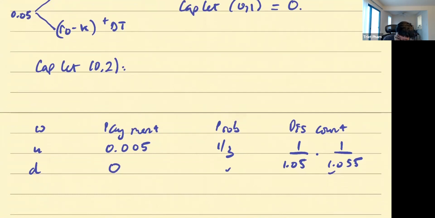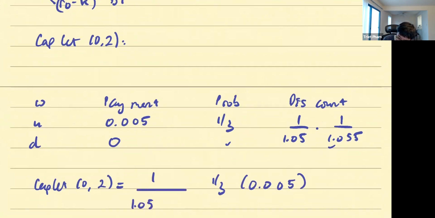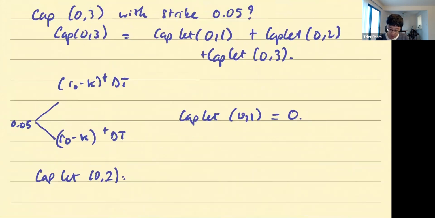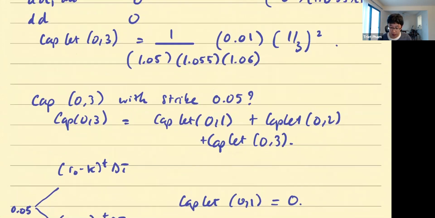And then the caplet 0.2 will be 1/3 times 0.005, and then like that. Okay. So that's going to be the way that you would price a caplet. And then you would add all these answers together with the caplet you found before, and you'll get the cap price in total. Any question here?